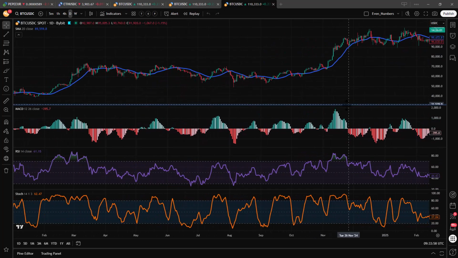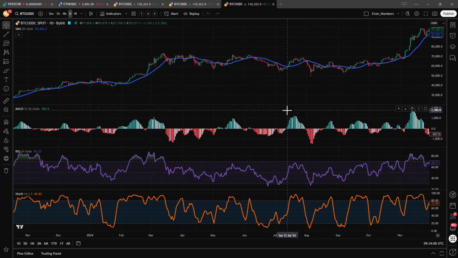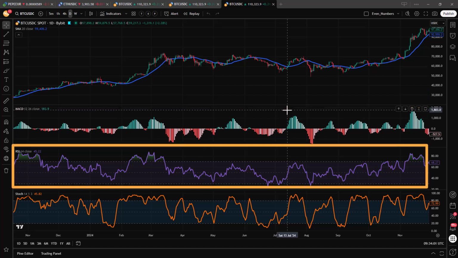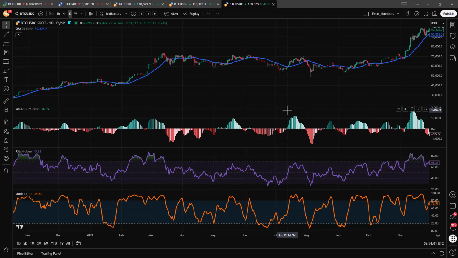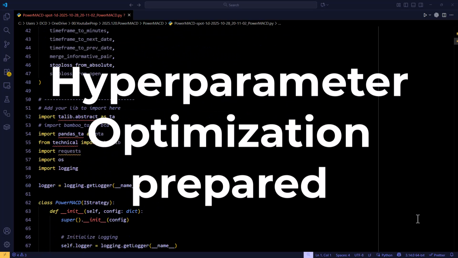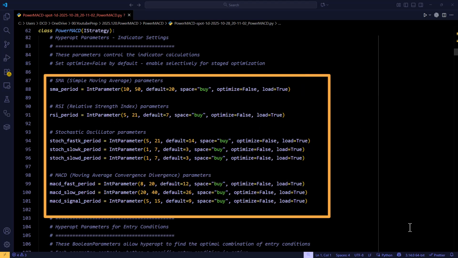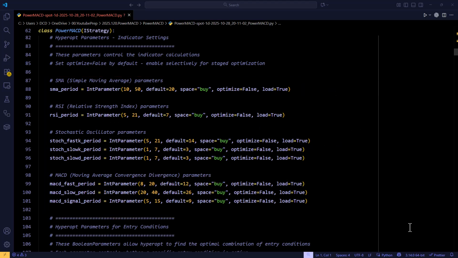I only used the following indicators with their default settings. The MACD of course, the simple moving average, the RSI indicator and the stochastics indicator. The trading script is also prepared for you to do hyperparameter optimization on these default settings as well. However, for this video I only used the default settings that you can also find on TradingView.